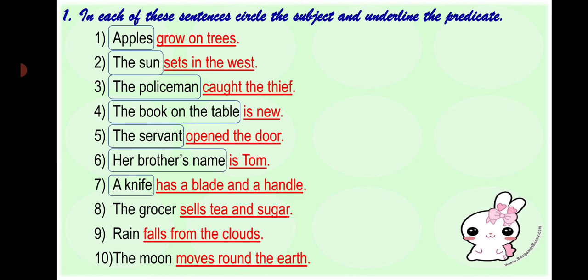The grocer sells tea and sugar. The grocer is the subject, sells tea and sugar is the predicate. Rain. What is said about the rain? That the rain falls from the clouds. So rain is the subject, falls from the clouds is the predicate. The moon moves around the earth. The moon is the subject, moves around the earth is the predicate.